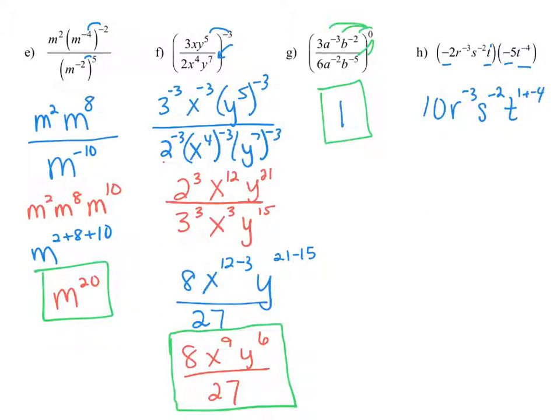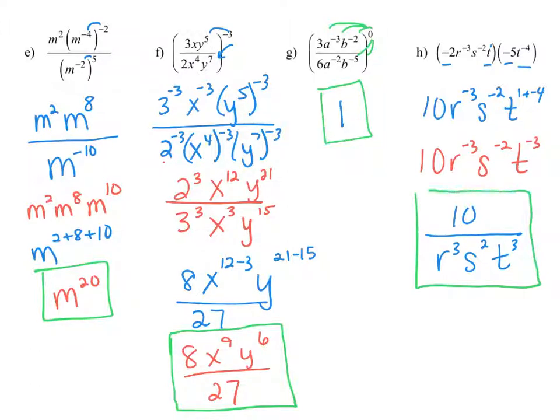Now let's simplify this. We have 10r to the negative 3, s to the negative 2 times t to the negative 3 power. 1 plus negative 4 is negative 3. We can then write our answer using only positive exponents if we write it as a fraction, where in the numerator we have 10, and in the denominator the r to the negative 3 becomes r to the positive 3, s to the negative 2 becomes s to the positive 2, and t to the negative 3 becomes t to the positive 3. Final answer, 10 divided by r to the 3rd, s squared, t to the 3rd.